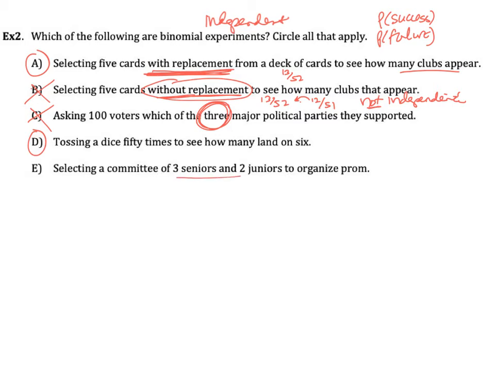So this is not independent again, because it's going to depend on which person you select, how many people are left over. So whoever you choose the first time is going to impact what you have left over. So you're going to have some kind of not independent relationship. So it's going to depend on whoever you chose the first time.